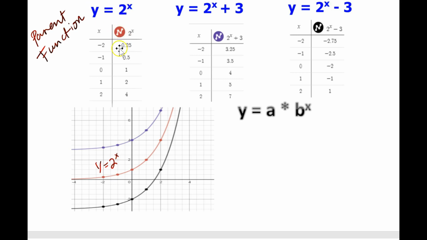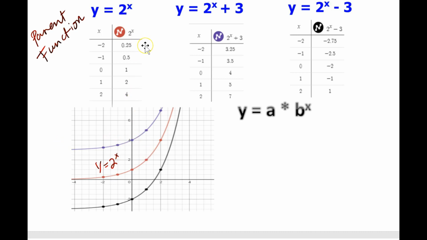So when we look at the table, we can match every point right here to the point on the table. So -2, that's 0.25 right there. -1, 0.5 is right there. 0, 1; 1, 2; and then 2, 4. Okay? So when we look at the function, that's what we see.